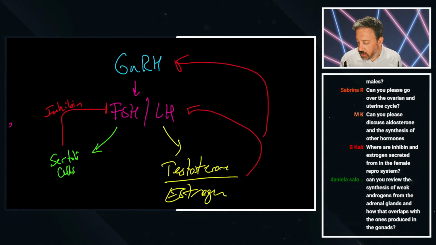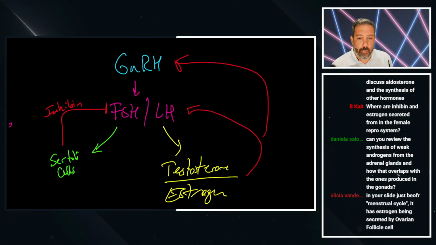So the question is the synthesis of weak androgens from the adrenal glands and how that overlaps with the ones produced by the gonads. They really don't overlap per se. It's more that they just will. Let me get that slide.